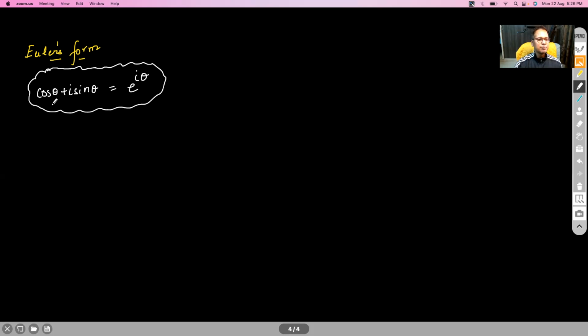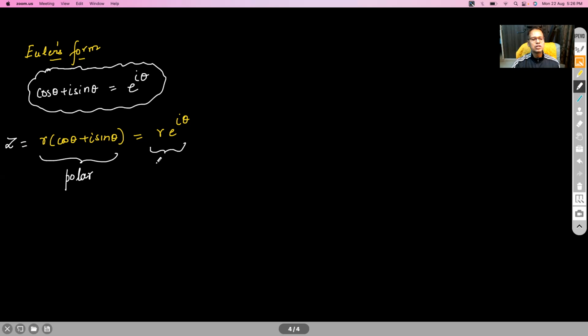Okay. And because of this, you can actually represent the polar form, which is r cos theta plus i sin theta, also as r e to the power i theta. Okay. So we all know that this form of a complex number is called the polar form. And this form of the complex number, sorry about that, L became too fat. Yeah. This is polar form. And this is what we call as the Euler's form, right?